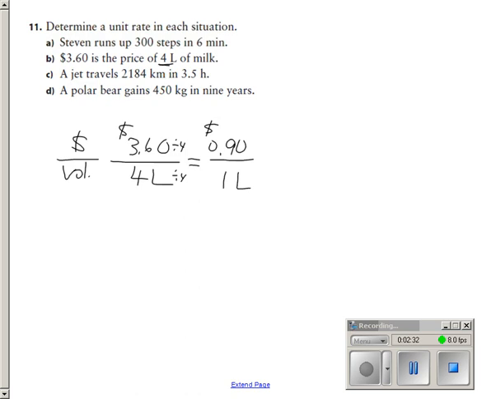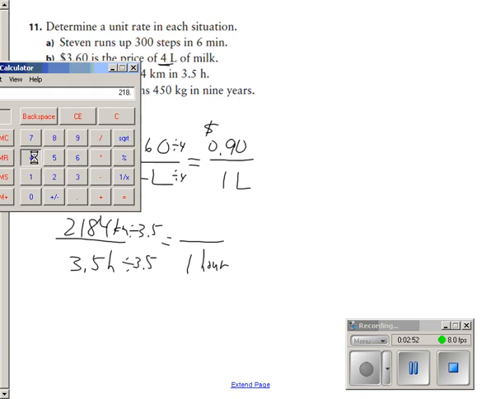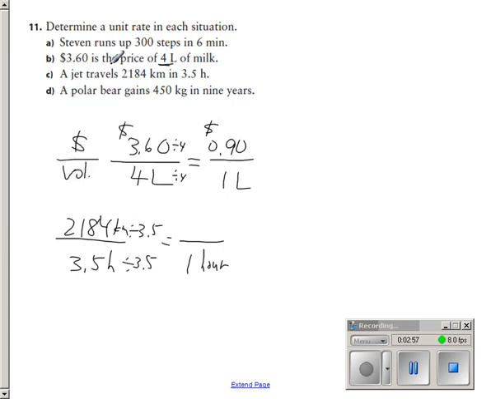I don't know. C says a jet travels 2184 kilometers in 3.5 hours. That's going to be distance to time. I'm going to divide both by 3.5, and I'm going to get 1 hour down here. And then I need my calculator for the next one. 2184 divided by 3.5 equals 624. So we have 624 kilometers per hour.